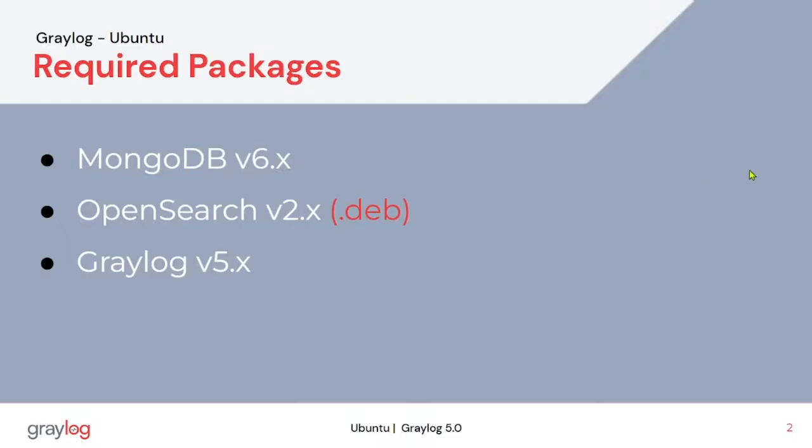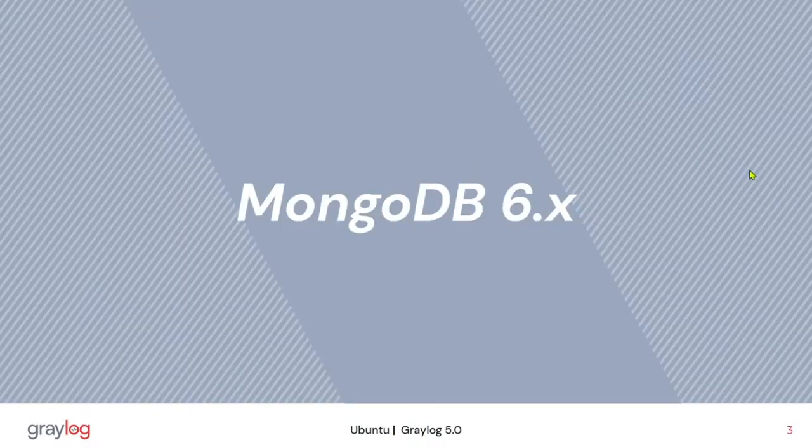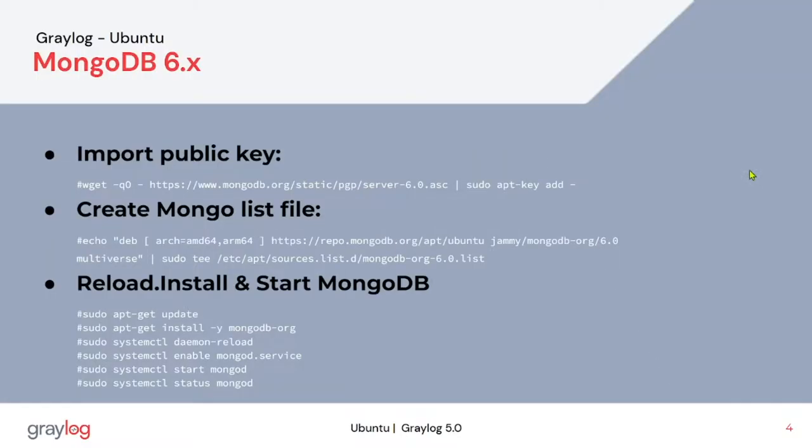Let's go over Mongo. First, we're going to import the Mongo key. Then we're going to create the list file. We're going to reload, install, and start Mongo. Let's go ahead and get started.